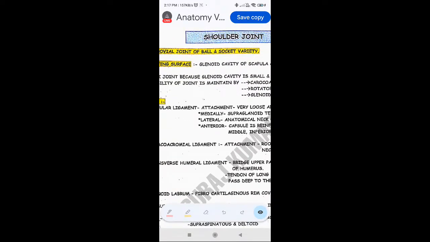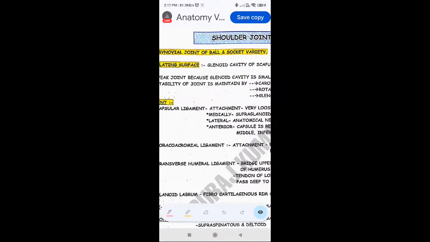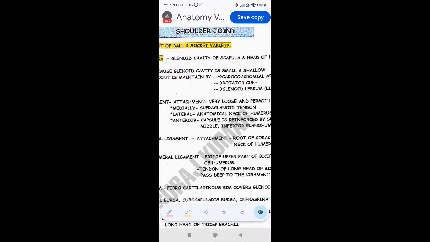So what you need to write in the capsular ligament? It is very loose and it permits a free movement. It is supported least inferiorly, hence inferior dislocations are common. Medially the capsule is attached to the scapula, to the supraglenoid tubercle, not tendon, supraglenoid tubercle. The capsule is attached to the scapula beyond the supraglenoid tubercle and the margins of the labrum.